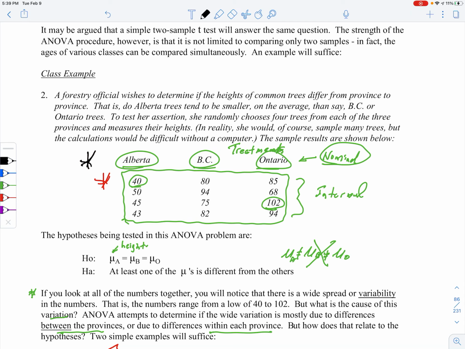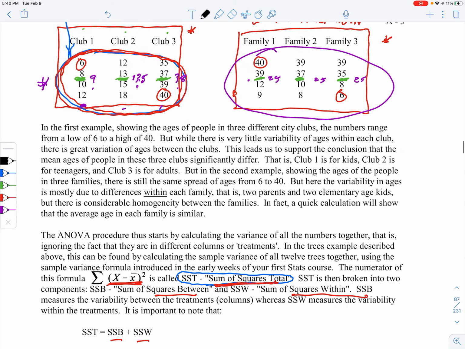And so we've got some Alberta, BC, and Ontario trees, and then we've got the heights of the trees. And these are in feet, I guess. I don't know if it really matters what the units are, but let's say they're feet. And so we're asking, is there a difference between the heights of BC, Ontario, and Alberta trees?